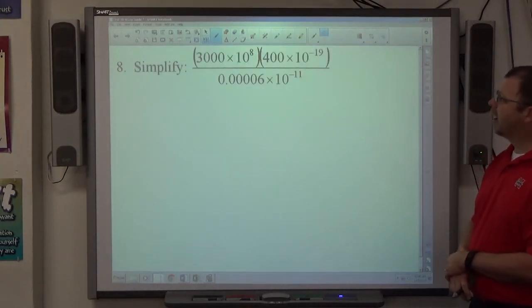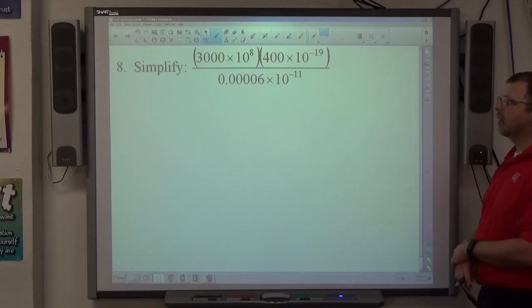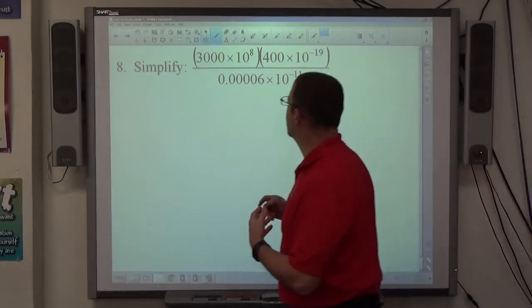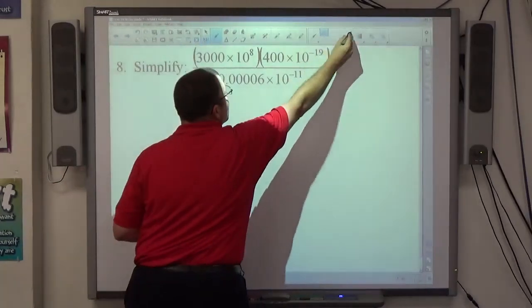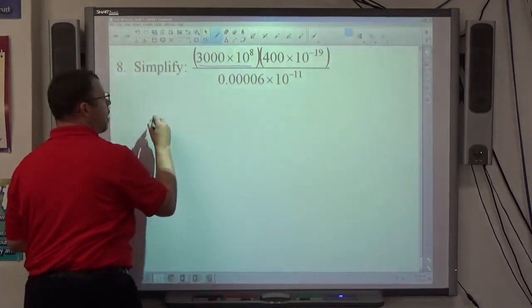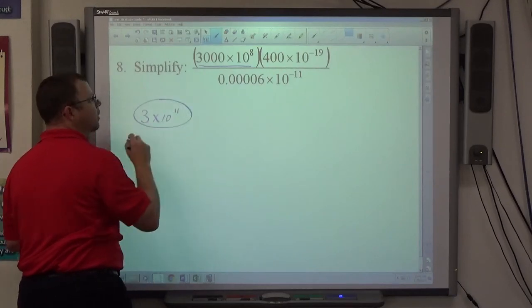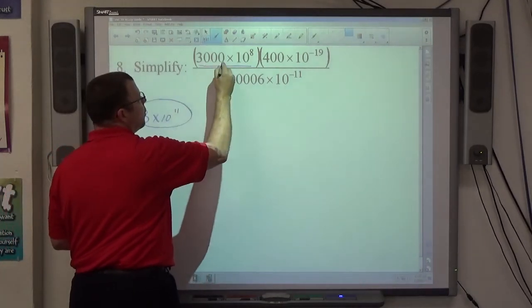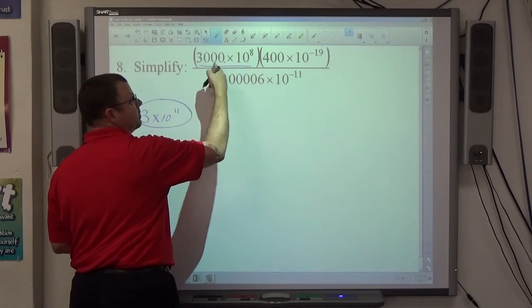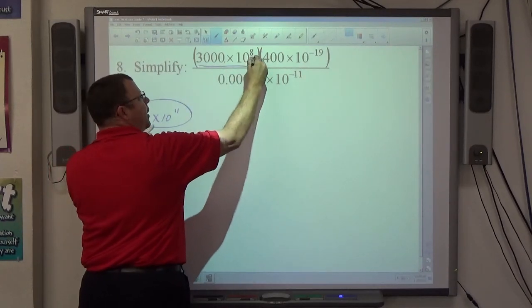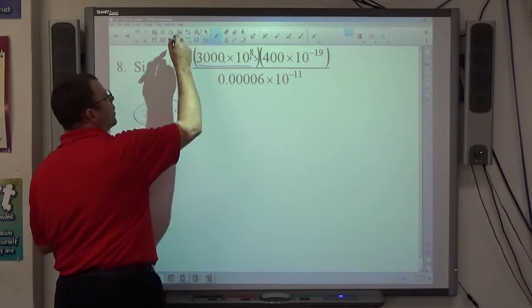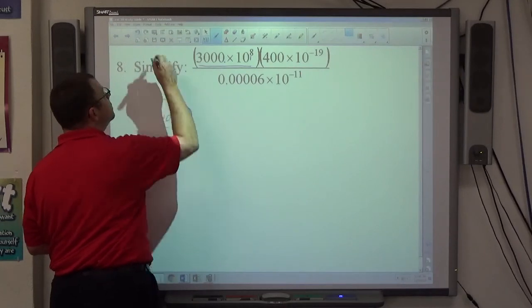Number 8, simplify this. What I want you to do is evaluate this. If we do it with scientific notation, 3,000 times 10 to the 8th power is 3 times 10 to the 11th power. If we just consider that, we're moving this decimal point 3 spaces right, making it smaller, so we have to add 3 to our power. So 8 plus 3 is equal to 11.